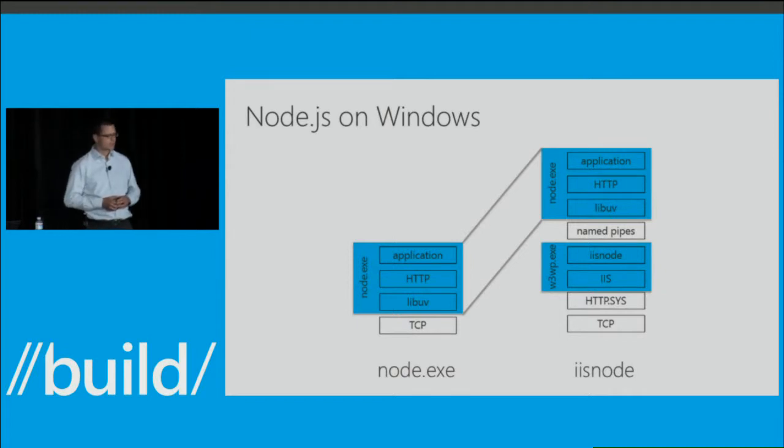Self-hosting a Node.js application on Windows works very similarly to self-hosting that application on all the other platforms. What that means is that you are providing your application entry point as the only parameter to node.exe whenever you start it, and the runtime basically starts executing your application.